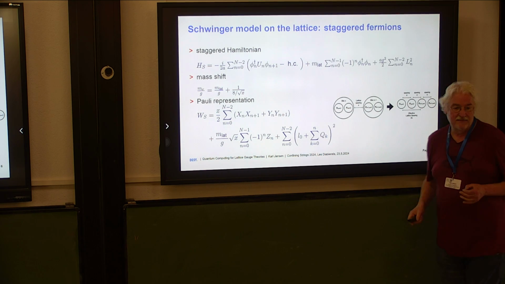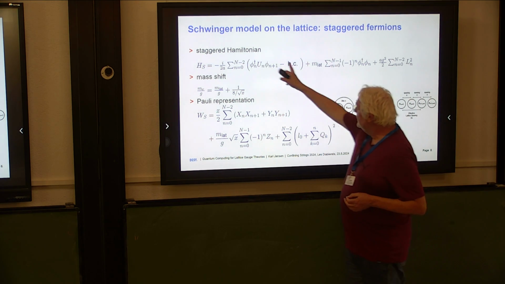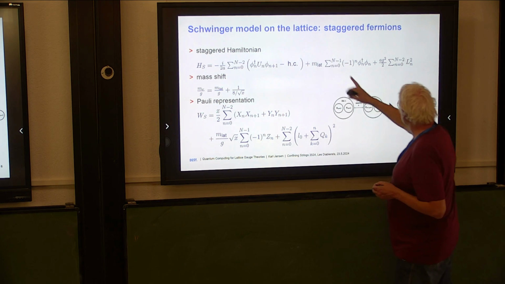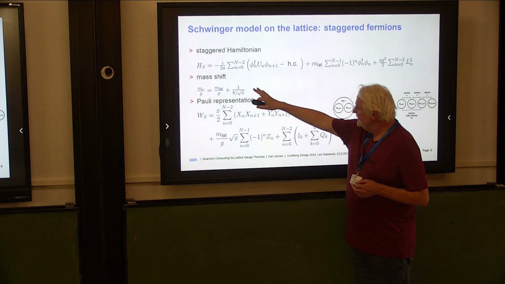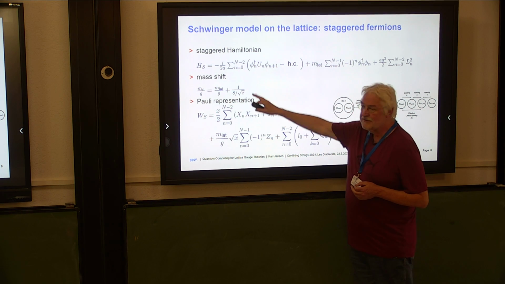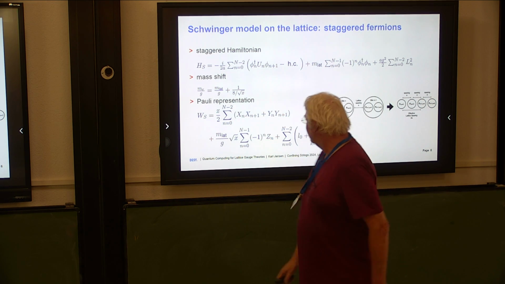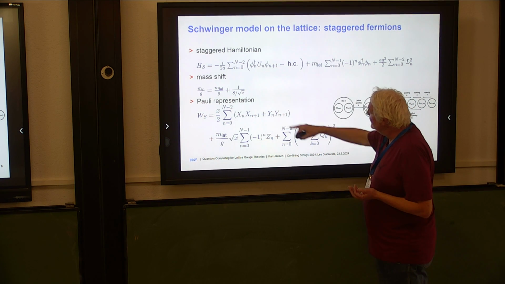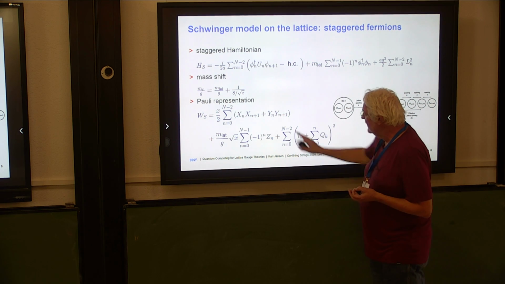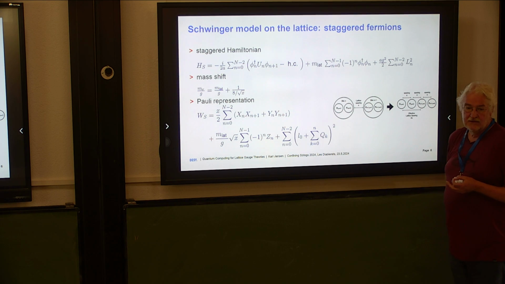This is the same for the Schwinger model with staggered fermions. Again, you have a kinetic term, you have a mass term, and you have this electric field. It also has a mass shift, which was computed by this gentleman over there and in the group. You can again transform this through the Jordan-Wigner transformation in terms of Pauli operators. So you can bring this immediately to a quantum computer.